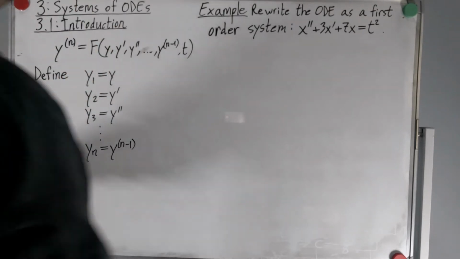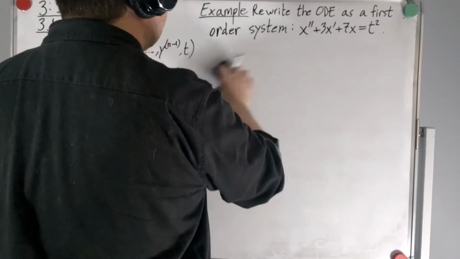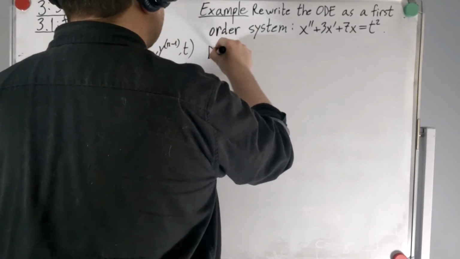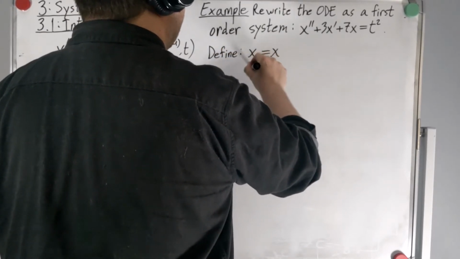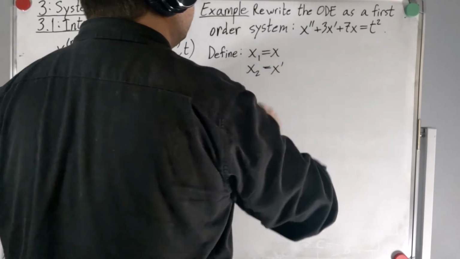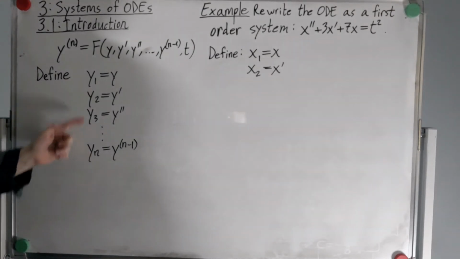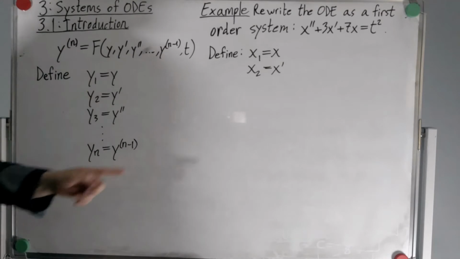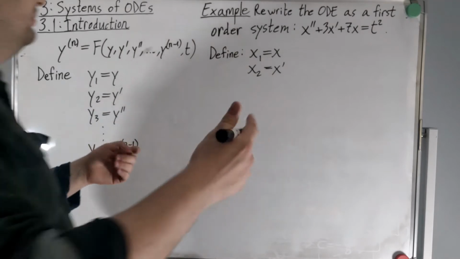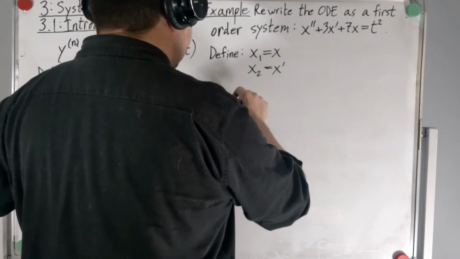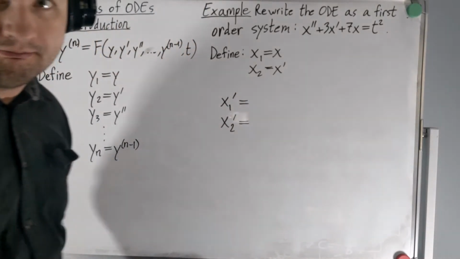So here's how we do it. x1 we would define as x. x2 you define as x prime. And that's it. You only need as many new variables as the order of the ODE. So since this is a second order ODE, we only need 2 new variables. So we want to set this up so that it looks like x1 prime equals something and x2 prime equals something.